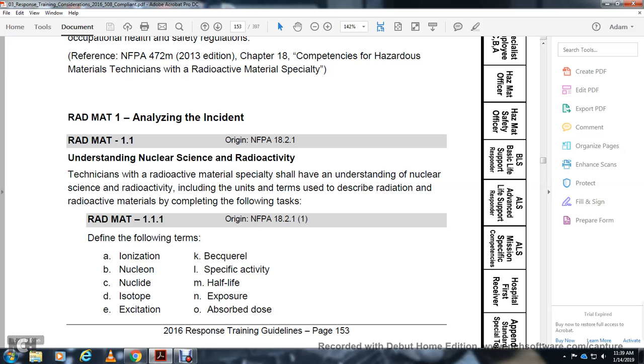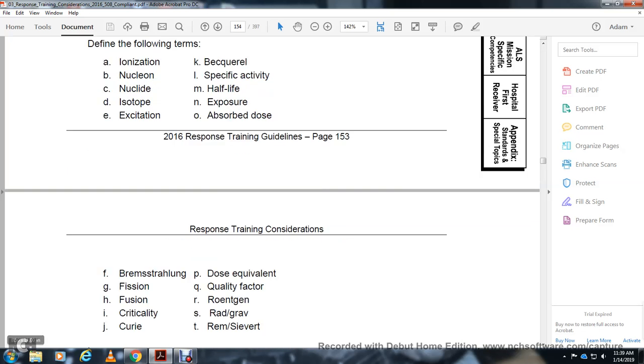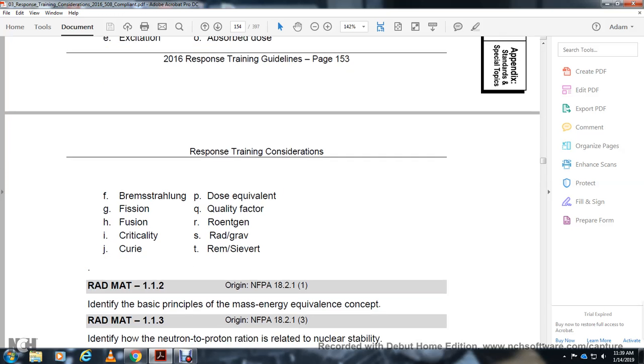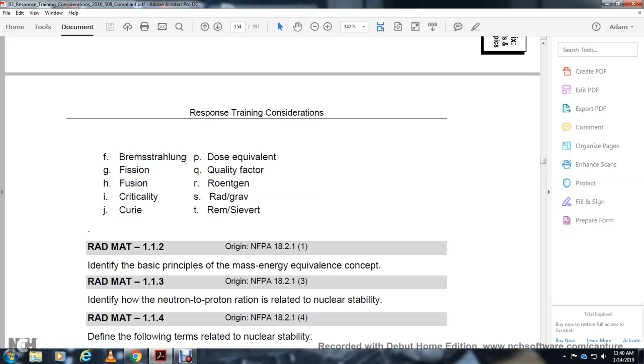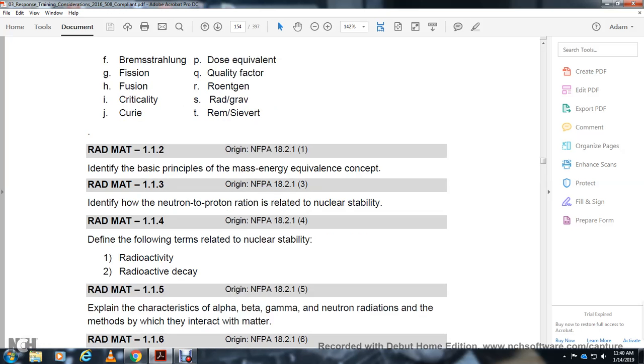isotope, excitation, becquerel, specific activity, half-life, exposure, absorbed dose, fission, fusion, critical, curie. Those equivalent quality effects of roentgen, rad, gray, rem, sievert. Remember the basic principle of the mass-energy equivalence concept, and identify the neutron and proton relationship related to nuclear stability. Remember the following terms related to nuclear stability, radioactive decay.